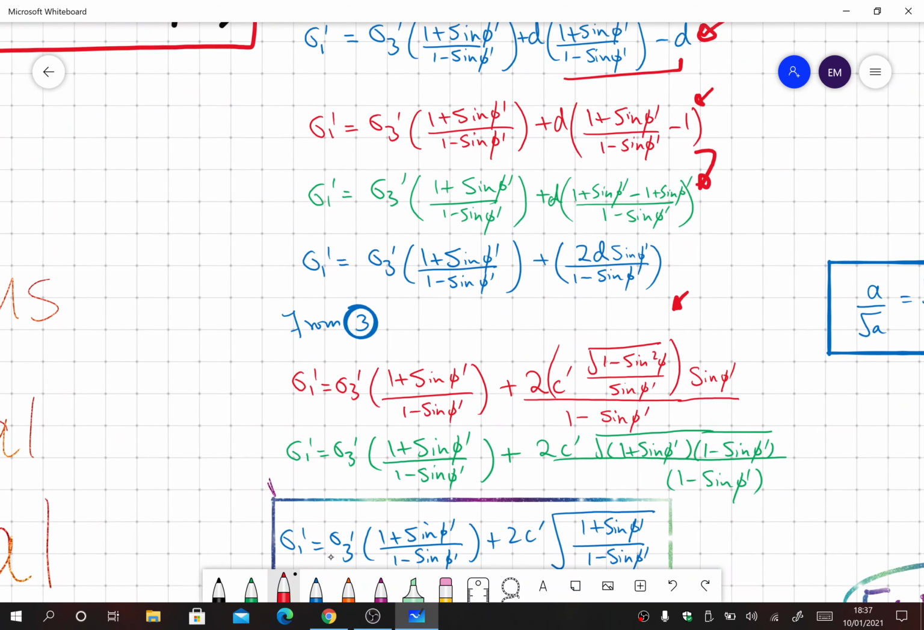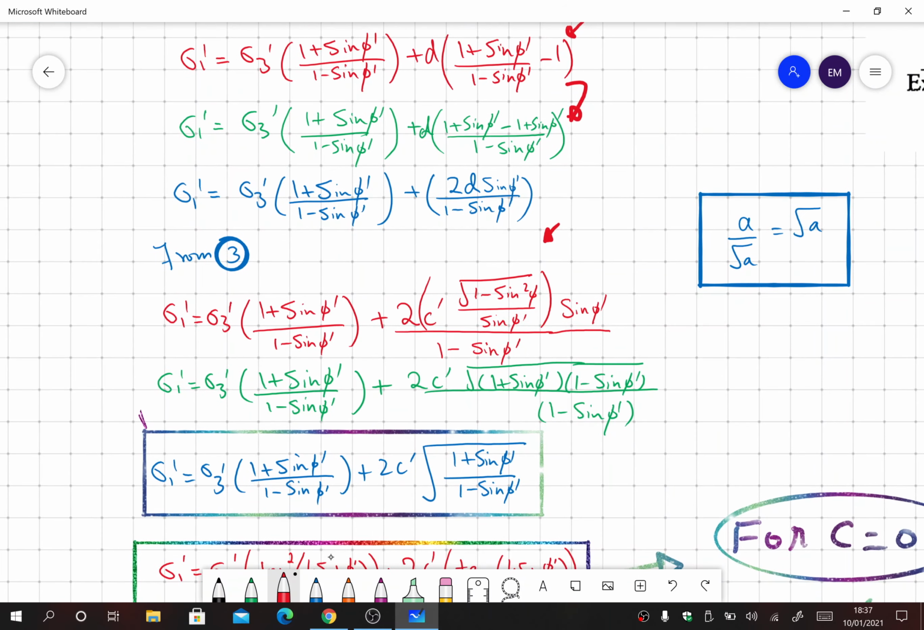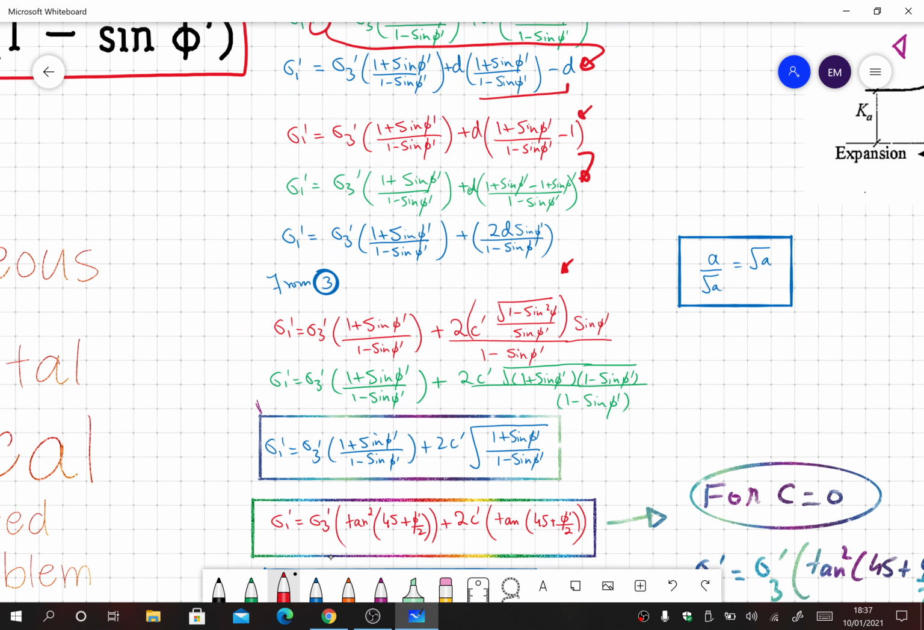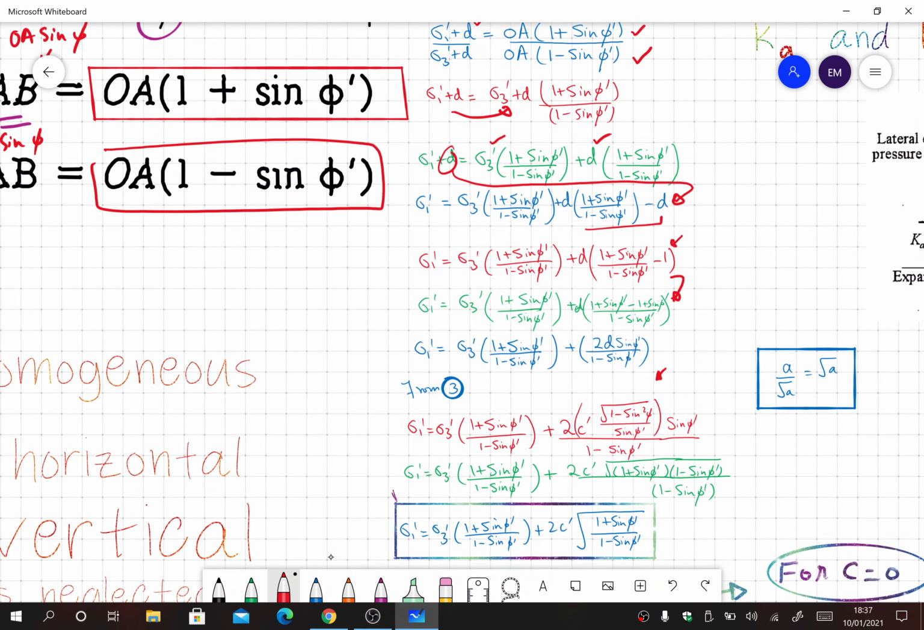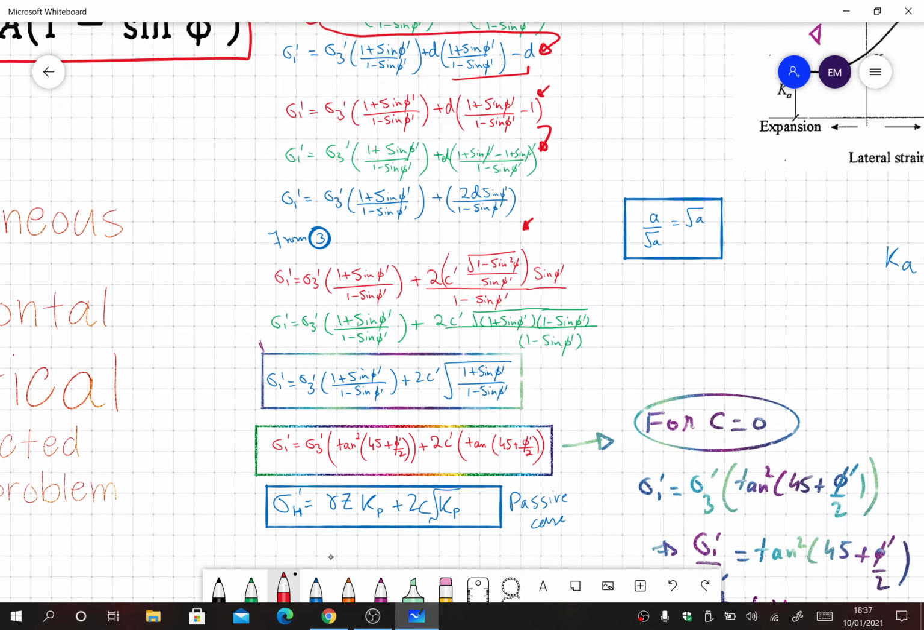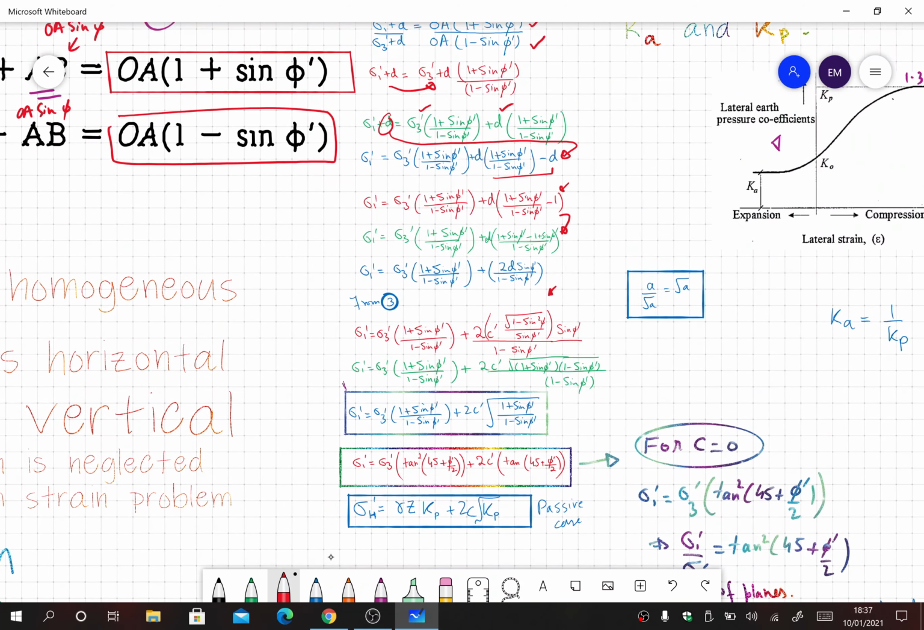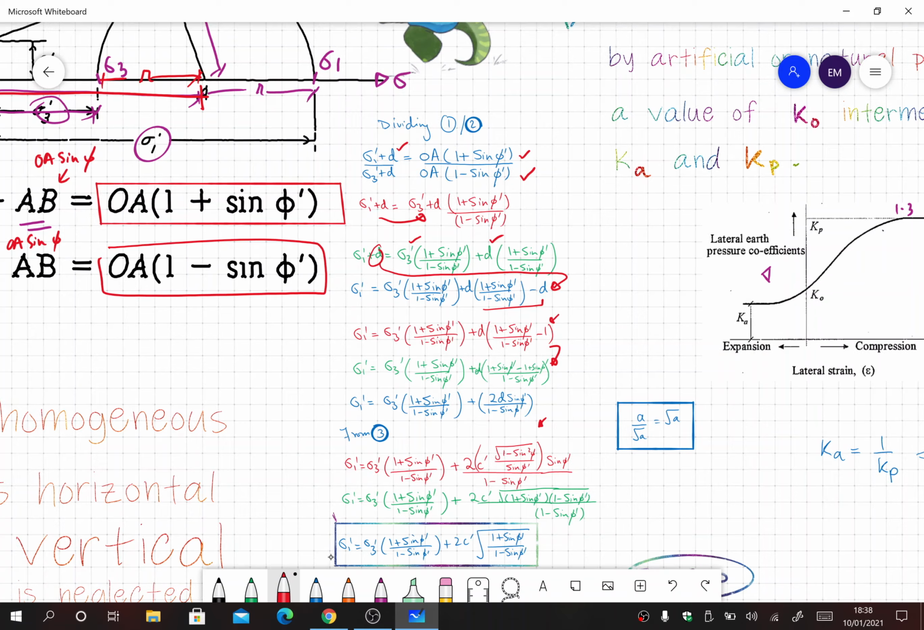So let me see where equation number 3 is. Let me see where I missed equation number 3.